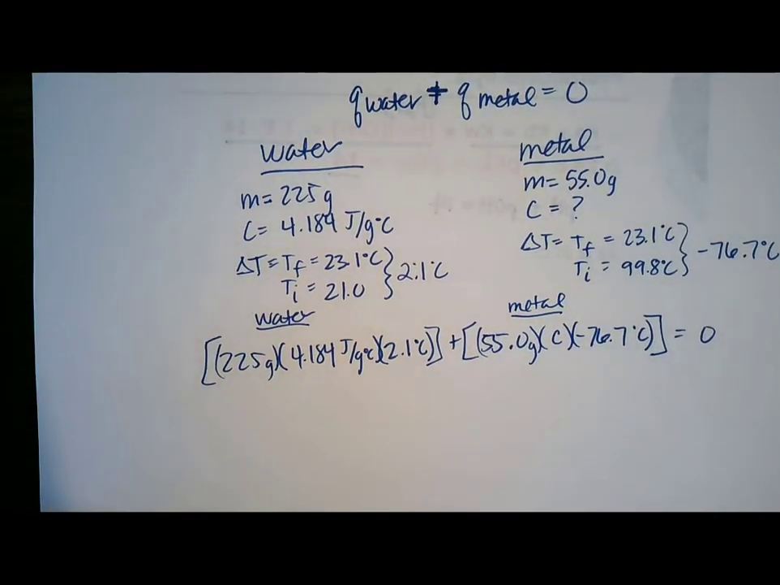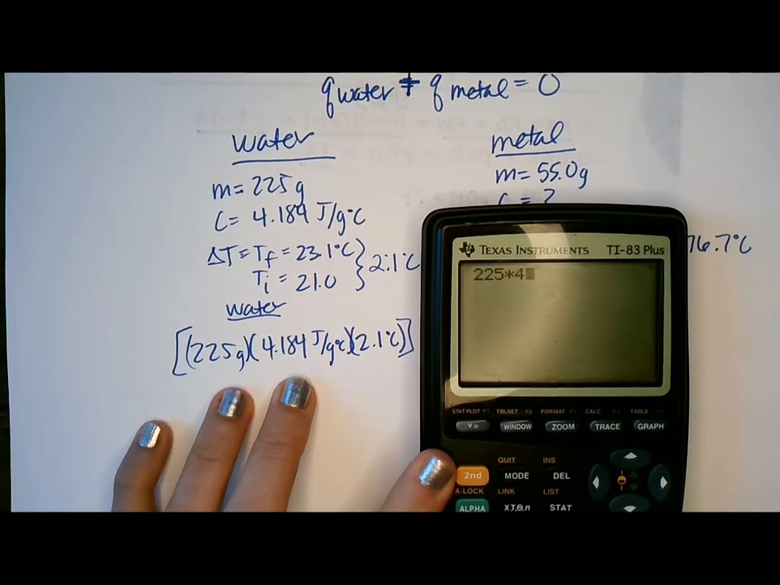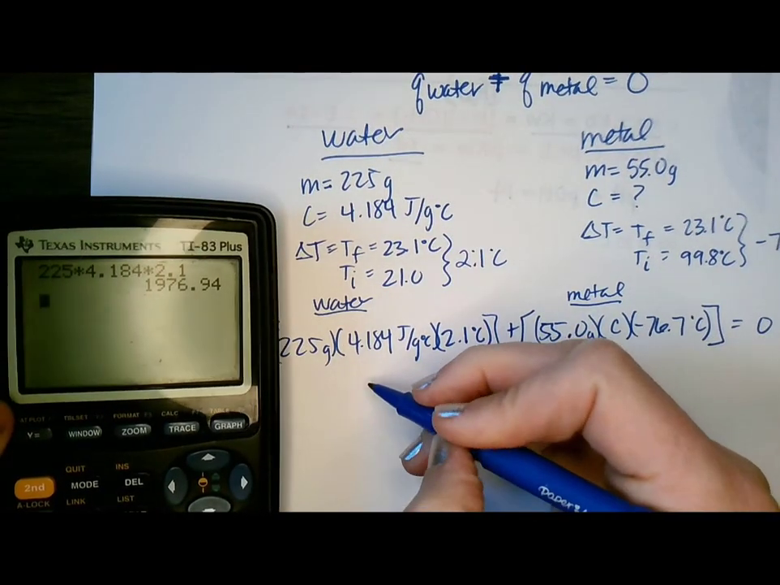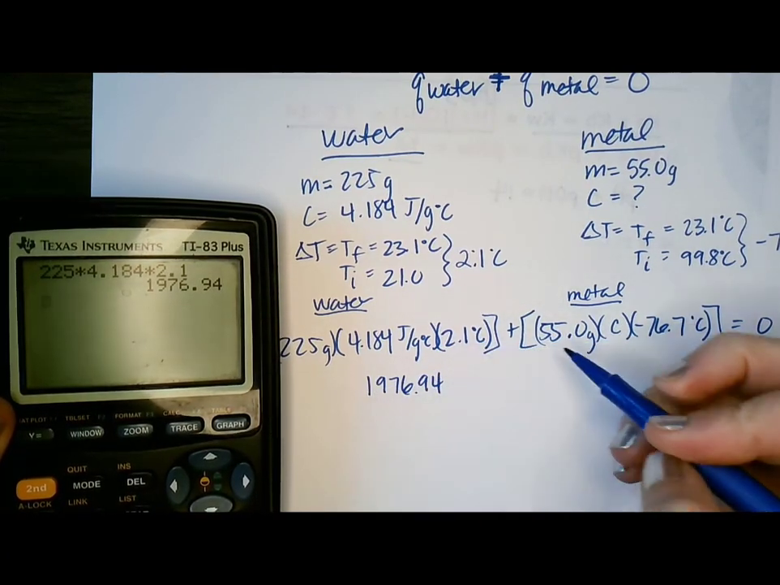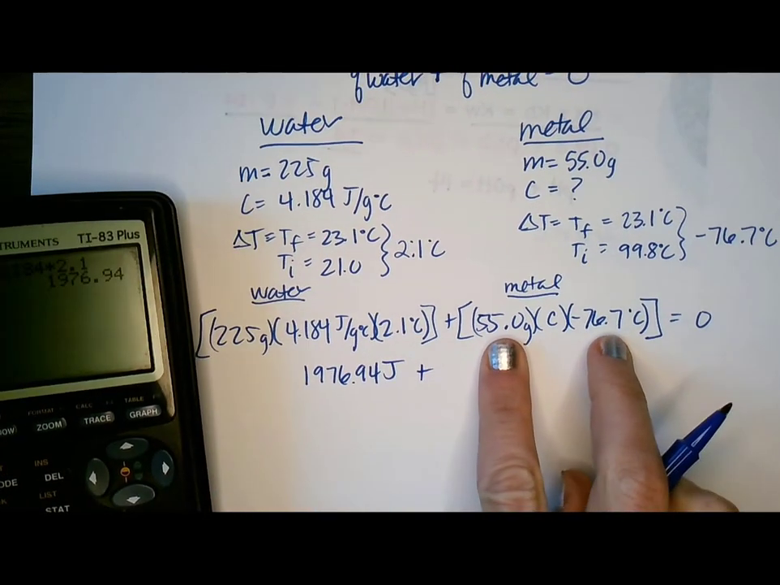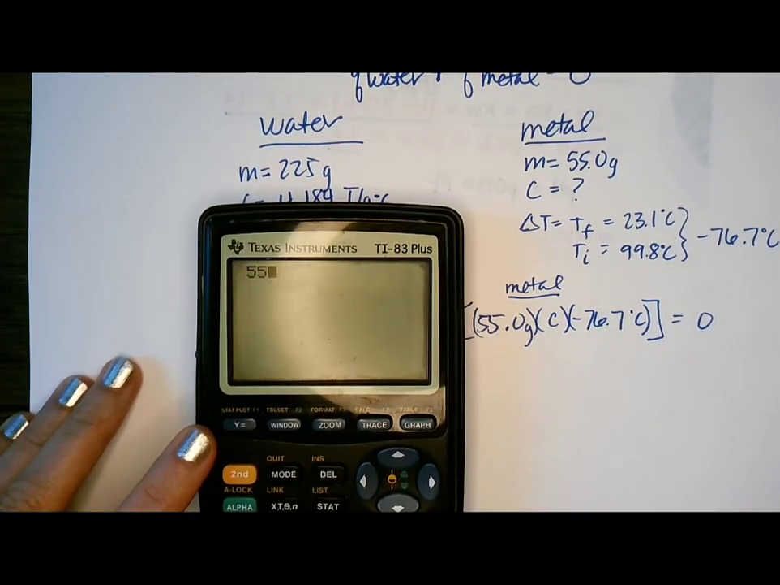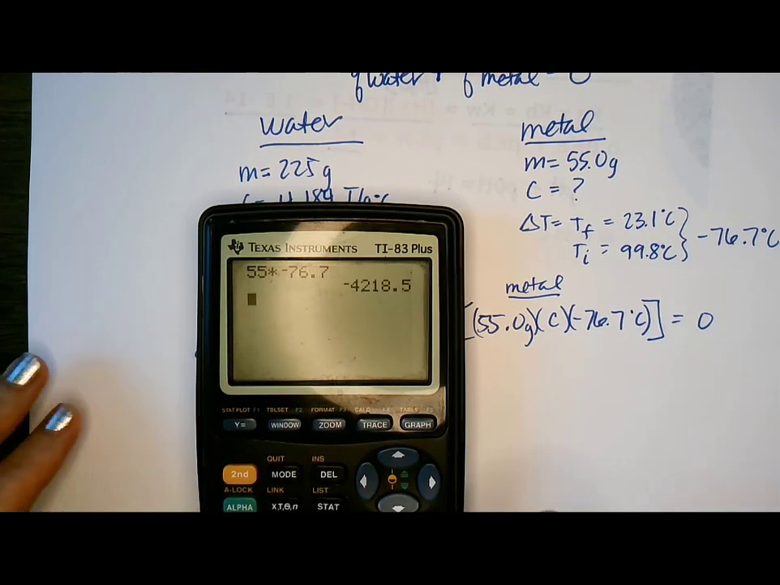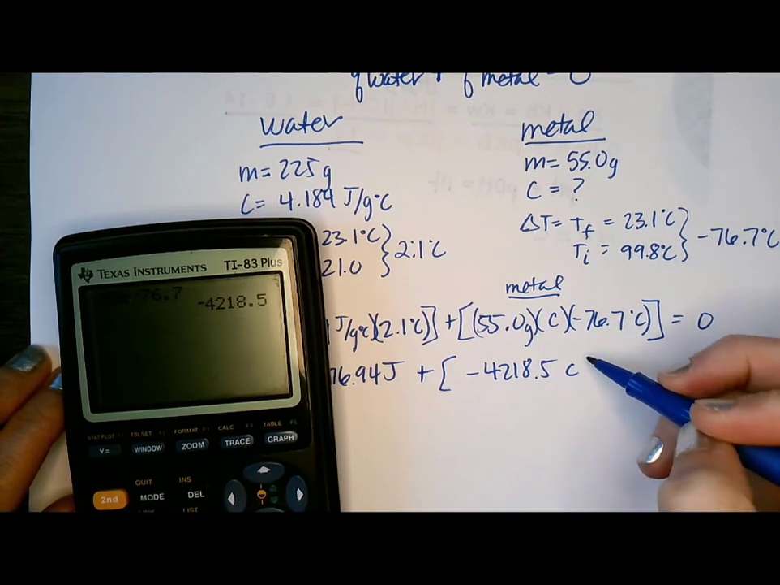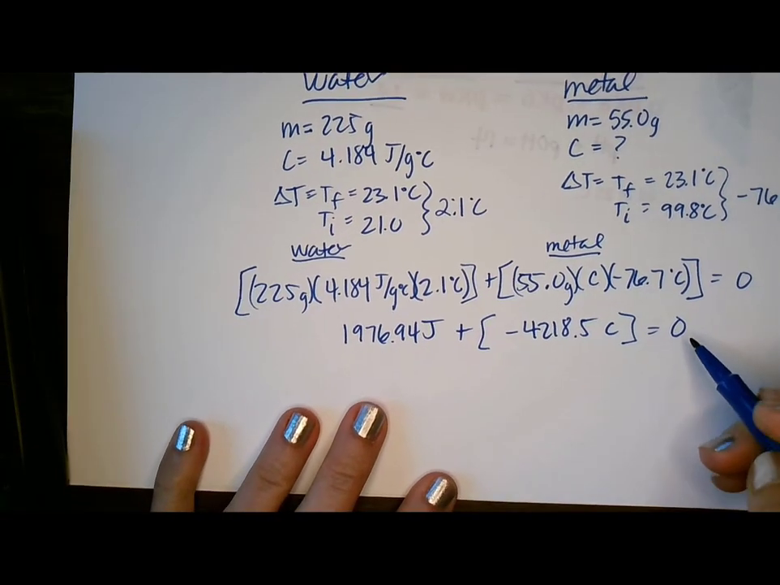So let's do some simplifying. Let's do all of our water, 225 times 4.184 times 2.1. So I'm going to write this down, 1976.94, and this is joules. Plus, let's simplify this, 55 times negative 76.7, negative 4218.5. We still have our C in there. It's equal to 0.